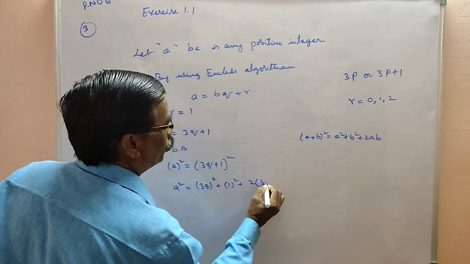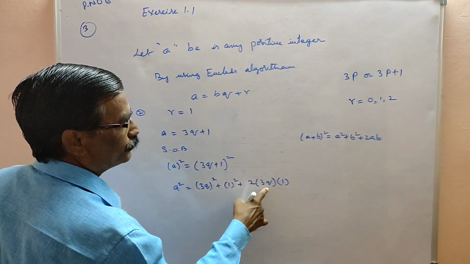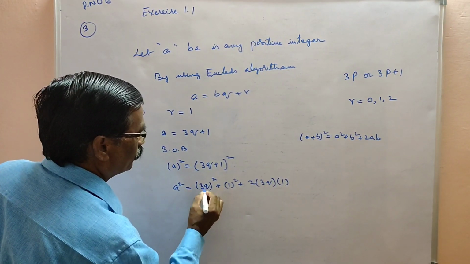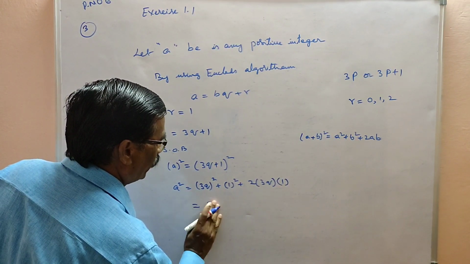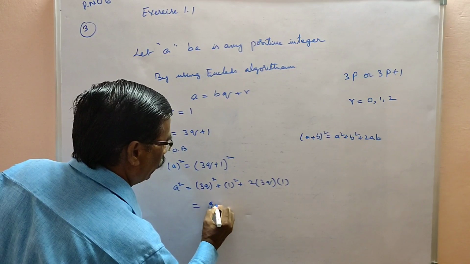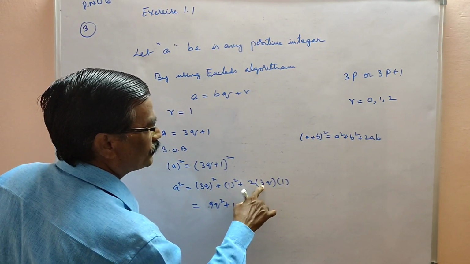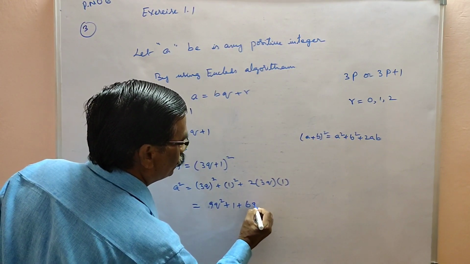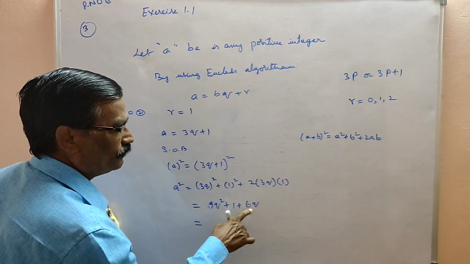2 into 3q into 1, so a square plus b square plus 2ab. So this is 3q square, which means we can write 9q square, plus 1, plus 2 times 3 is 6q. So here we see 9q square is there, and here 6q is there.